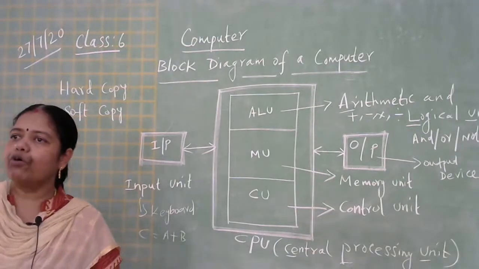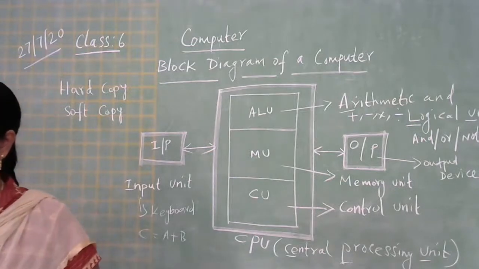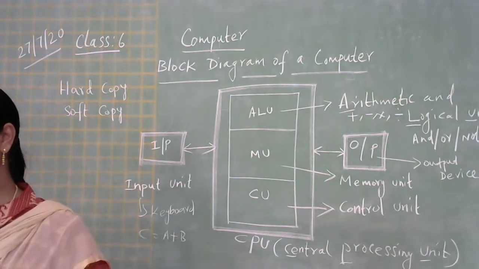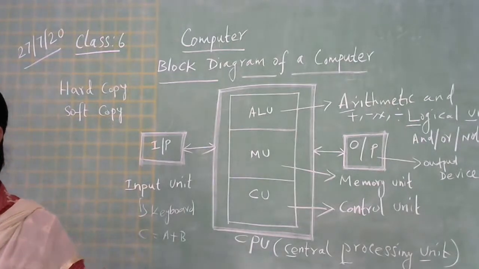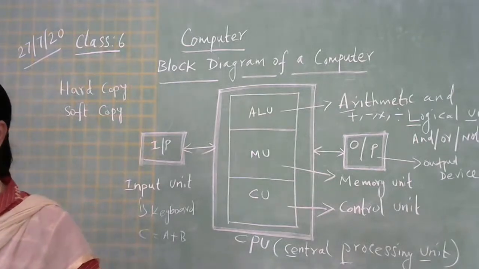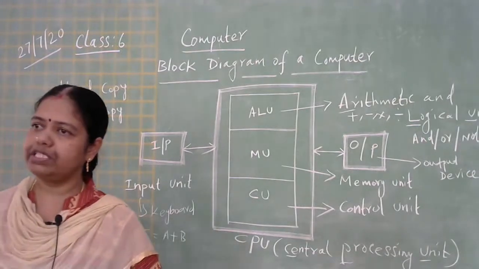Network is not an input or output device. It is a connector. We can connect different devices or parts to the computer. Yes, any other doubts you are having? Okay, children.